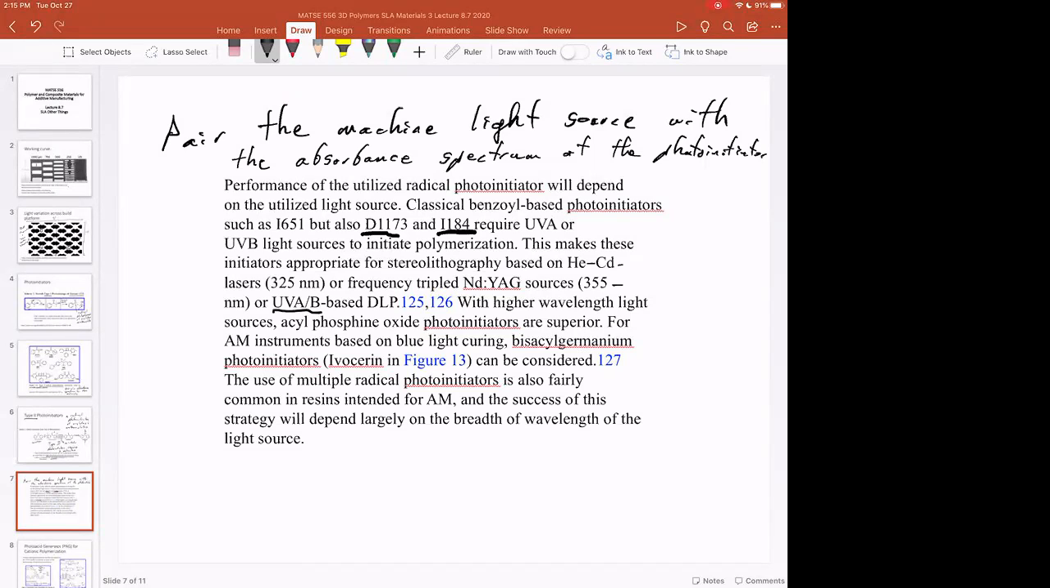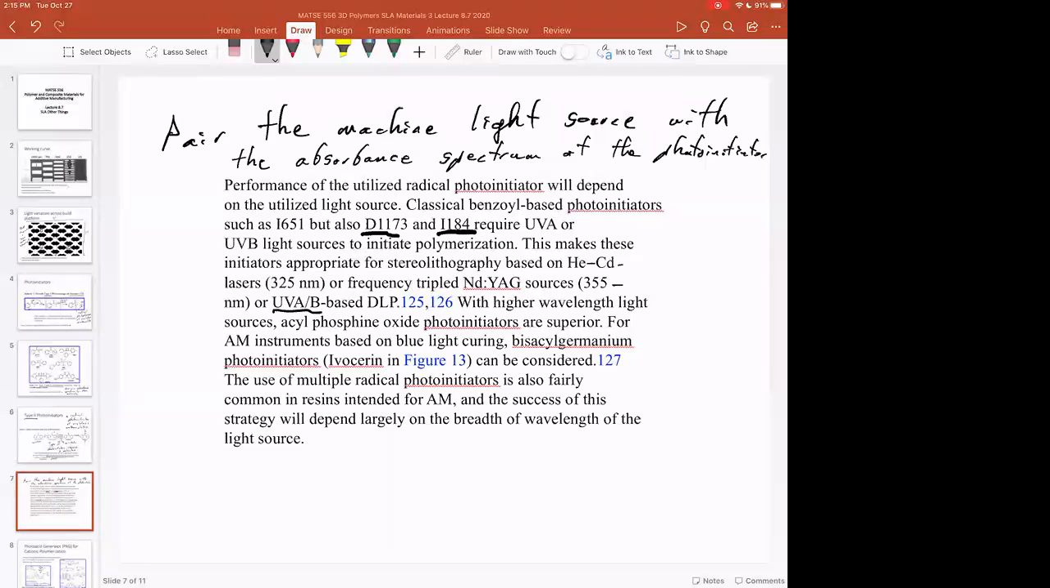And so there's a lot of rules of thumb out there depending on what printer you have, what photoinitiator you should use, or if you're designing a light source around a very specific composition, you can figure out what light source you need for a given photoinitiator. But you need to pair these together so you get good initiation of your material and you get good curing.